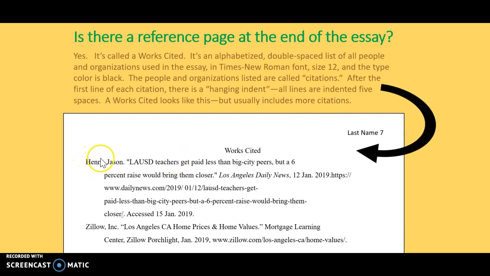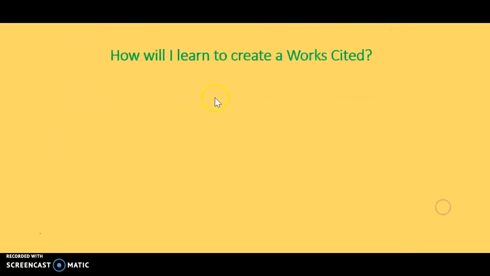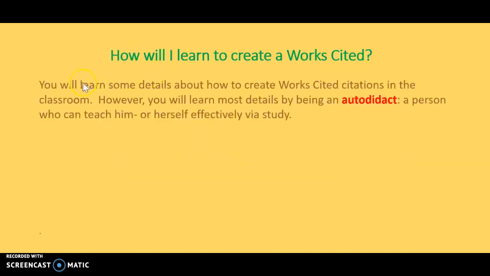Okay, so here we see a citation, and the first line is flush with the left margin, but all the other lines are indented 5 spaces, and this is a hanging indent. Okay, let's move on to our next question. How will I learn to create a works cited? You will learn some details about how to create works cited citations in the classroom.